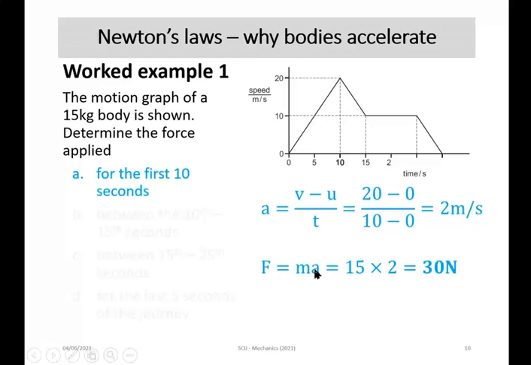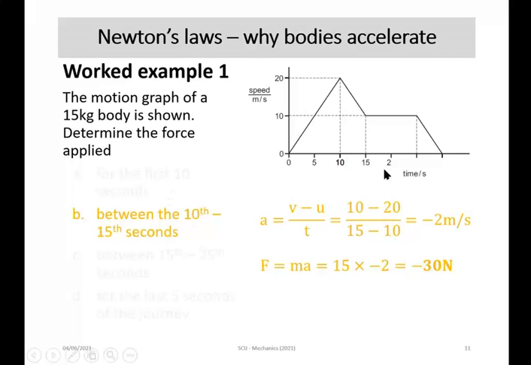Okay, so the force can be calculated now. We have the mass, which is 15, multiplied by the acceleration, which is 2 from here, and we get 30 Newton. So we can move on to the second question. That one is asking us to find the force applied to the body between the 10th and the 15th seconds. Again, we start thinking about the final velocity and the initial velocity and then the time change. On the graph, we are talking about this range of the curve between 10 and the 15. Now, the final velocity was on the 15th second, and that was 10 meters per second. That's what we've written here. So the final velocity was 10 meters per second.